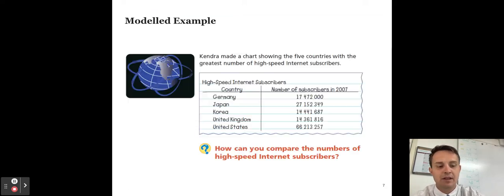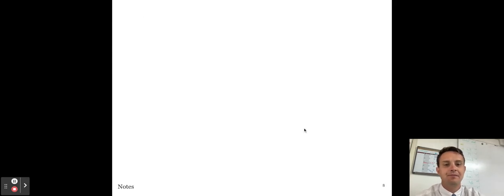So for example, if I'm looking at which 2 countries have the most similar number of subscribers, I can see that Korea and the United Kingdom both have about 14 million subscribers. If I'm looking at which country has the most subscribers, I can see that the United States has 66 million, so that's the most. All right.